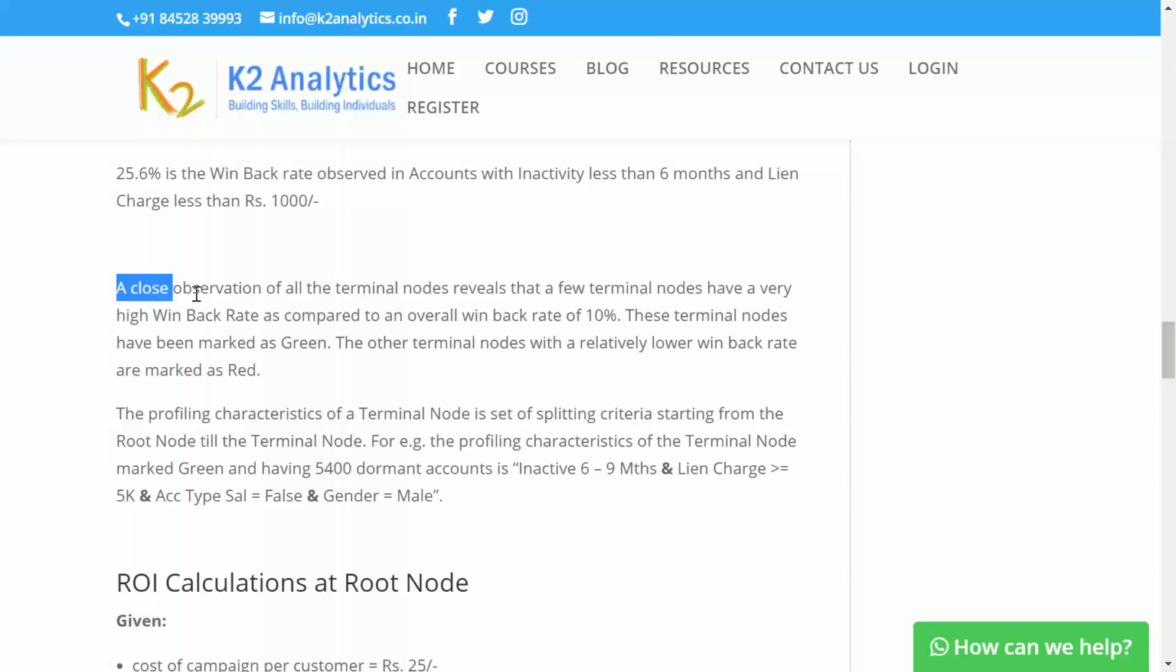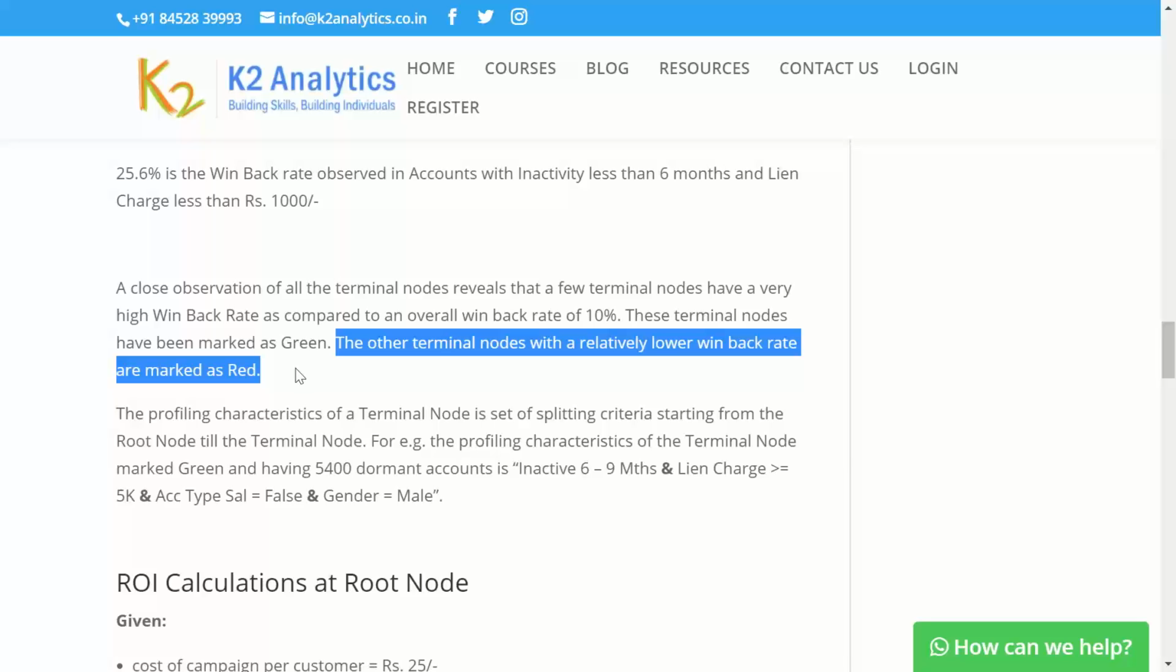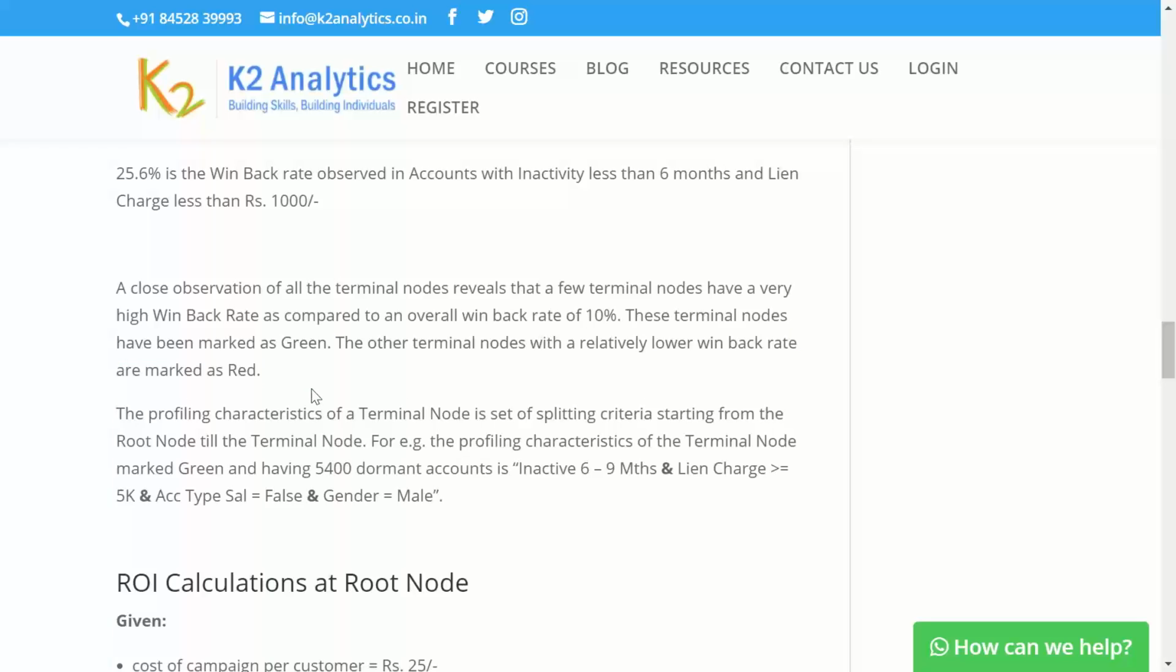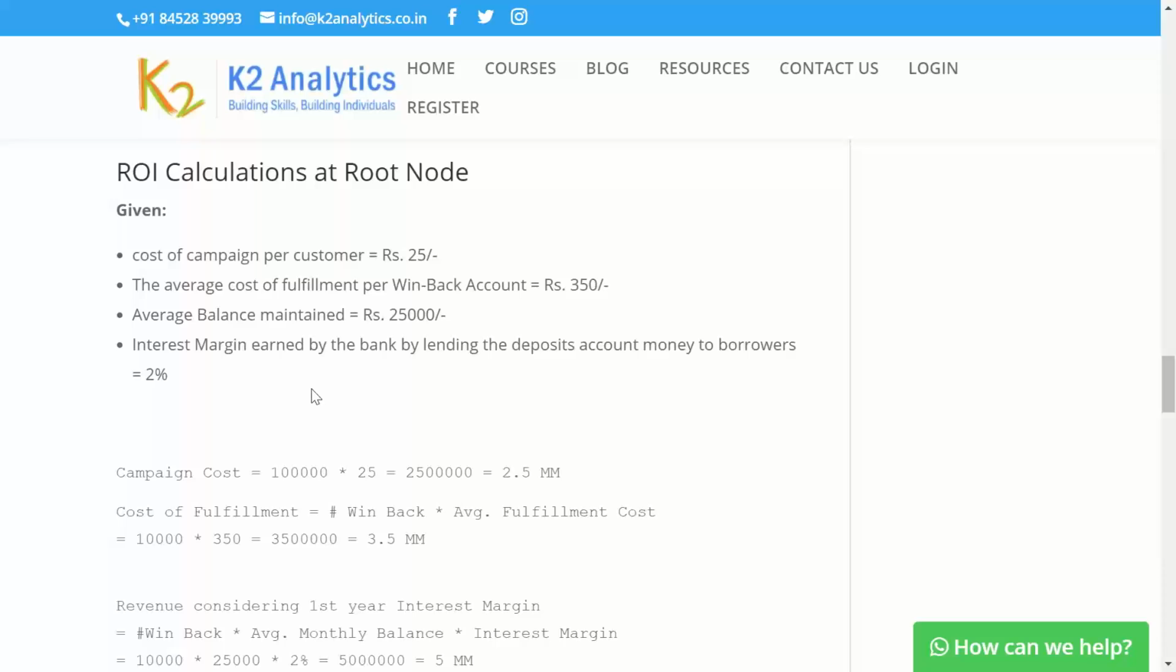A close observation of the above terminal nodes reveals that a few nodes have very high win back, which I showcased above, and those nodes I have marked green. The nodes where we have very low win back are marked red in the above diagram. So let's get into ROI calculation. First, we will do ROI at a root node.